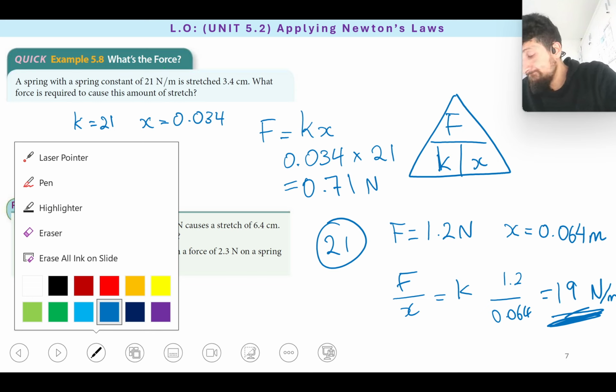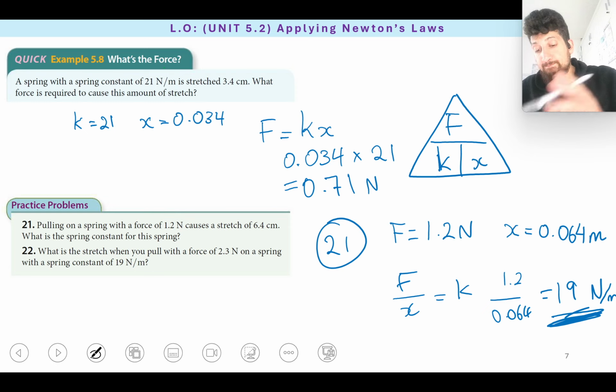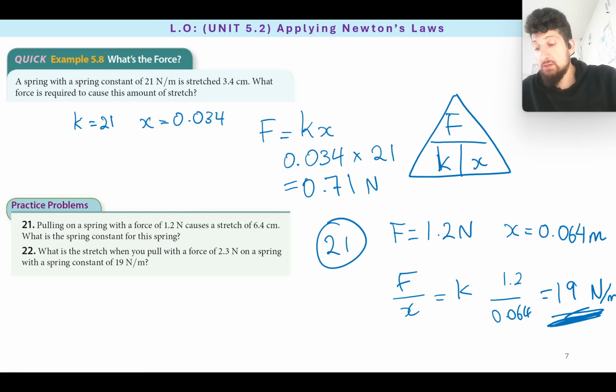Let's go to question 22. Question 22 says, what is the stretch when you pull with a force of 2.3 newtons on a spring with a spring constant of 19 newtons per meter? So we're looking for X. So how do we find X? It's going to be force over K.